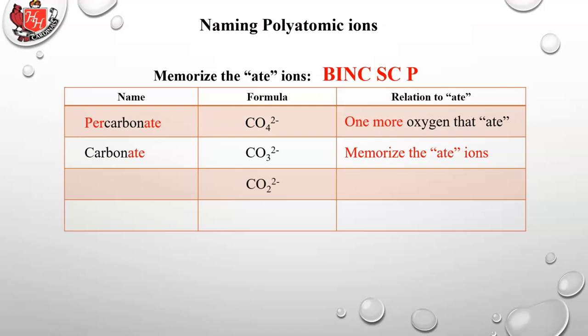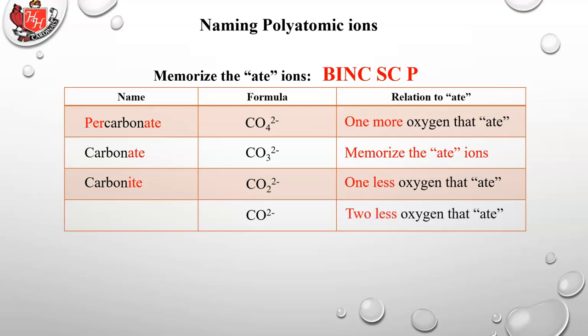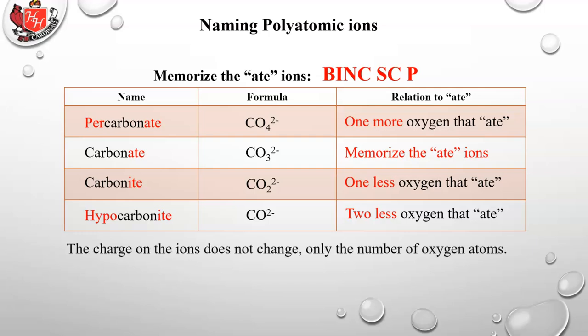If you have one less oxygen, CO2 2-, then that's one less oxygen than the 8, you have carbonite, ITE. And if you have 2 fewer oxygens than the carbonate, you now have hypocarbonite. Notice that the charges don't change. They're all still 2 minuses. What's changing are the number of oxygens. So the charge on the ions does not change, only the number of oxygens.